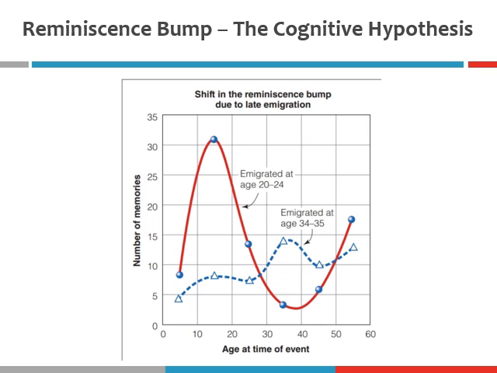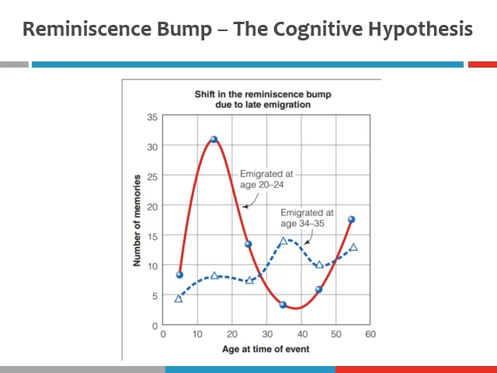Okay, so just to recap, we've gone through two theories to explain this reminiscence bump. So the first one, the self-image hypothesis, says that we better remember events in our life that occur between the ages of 10 and 30, right? Because it's during this period that our identity forms, and events associated with formation of identity tend to be better remembered.